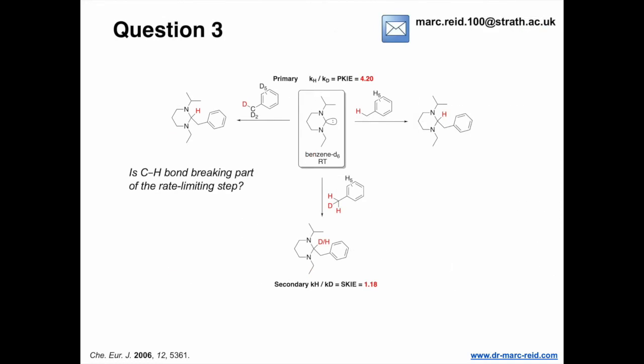Let's now look at another question that you can have a go at. The 6-membered N-heterocyclic carbene shown in the box was observed to insert into a CH or CD position on toluene. For isolated reactions employing either deuterated or non-deuterated toluene, a primary kinetic isotope effect of 4.0 was experimentally observed. Additionally, using methyl-D1 toluene, a secondary kinetic isotope effect of 1.18 was recorded. Given this evidence, is the CH bond breaking event part of the rate limiting step for this reaction?